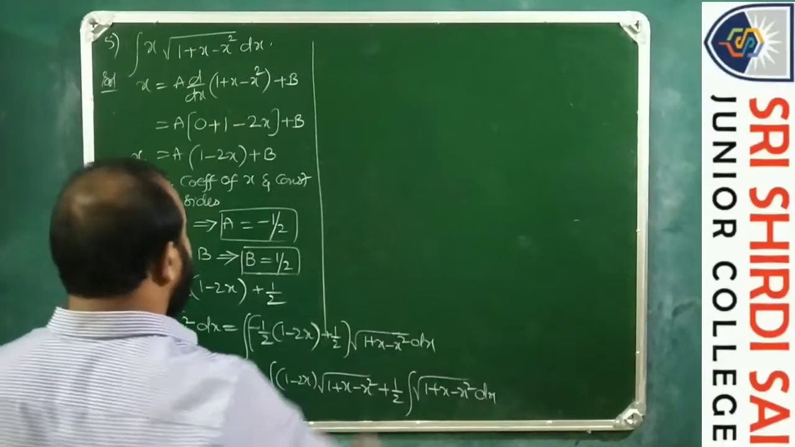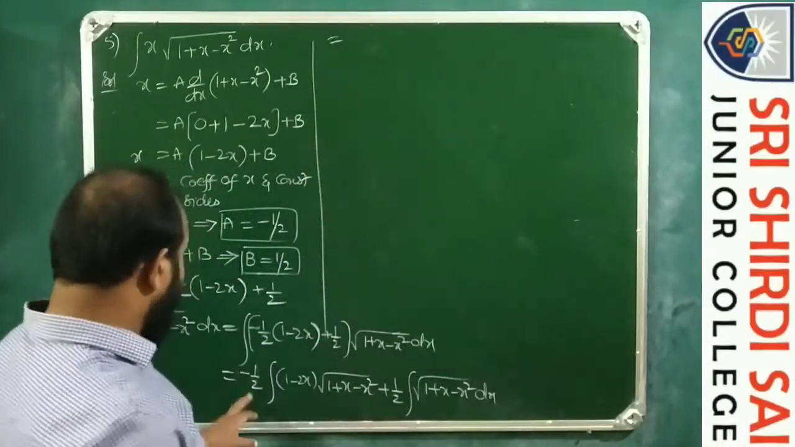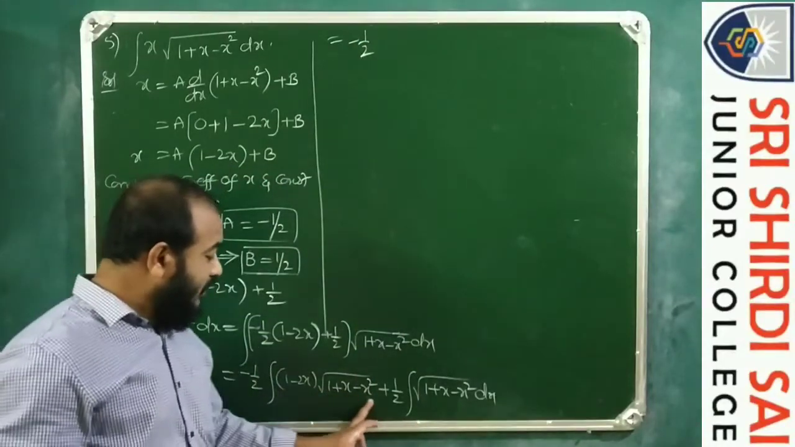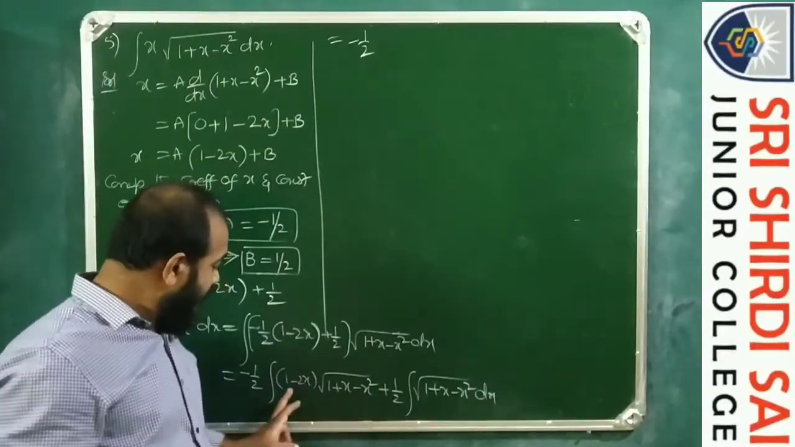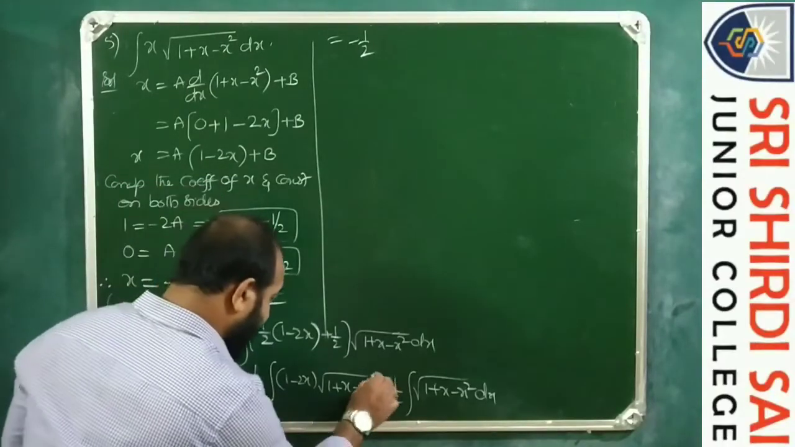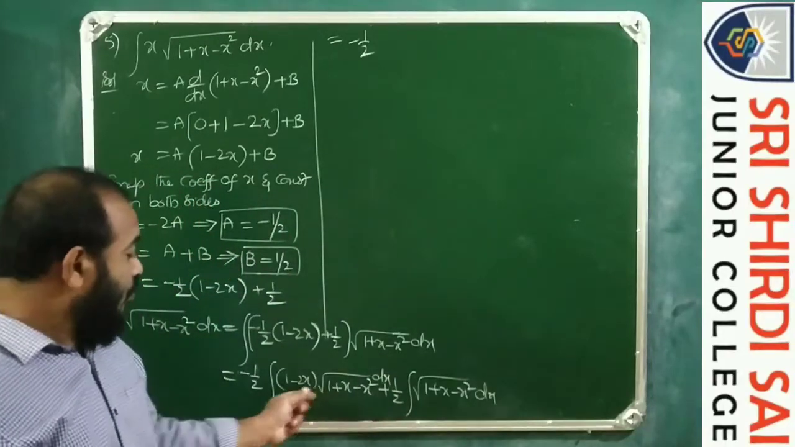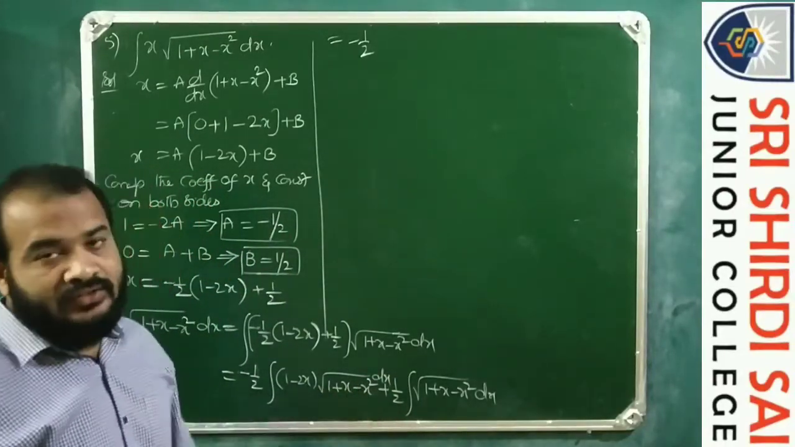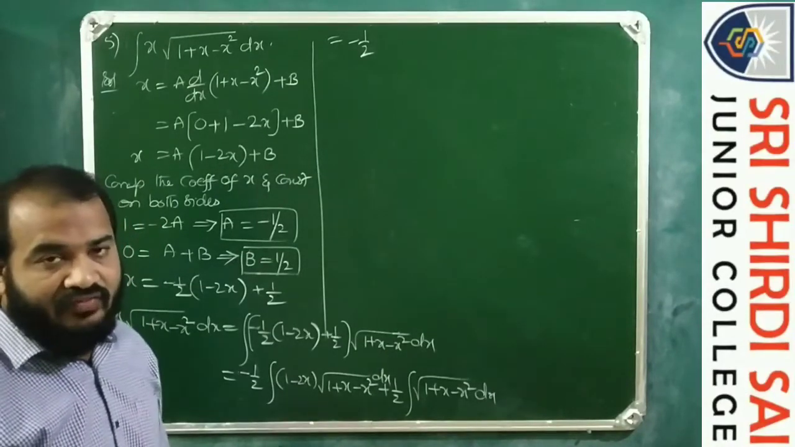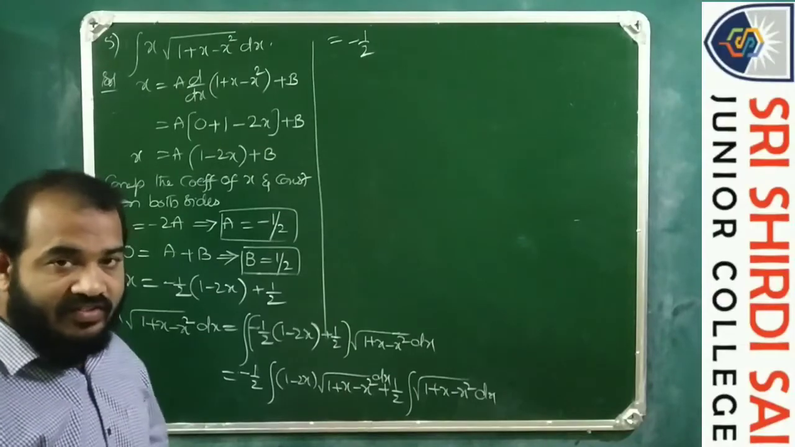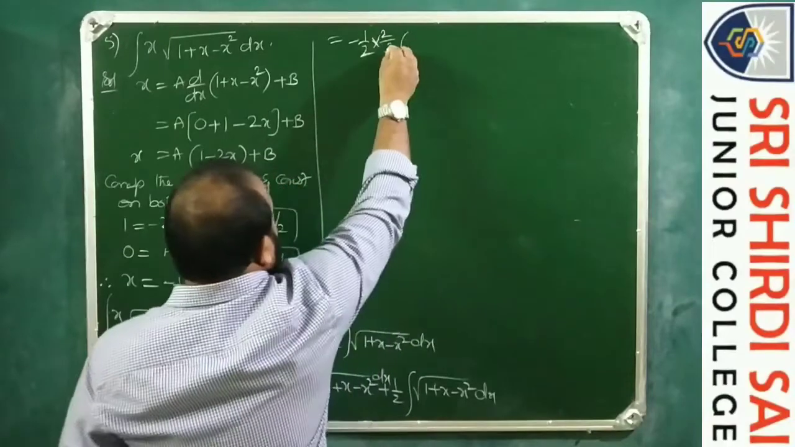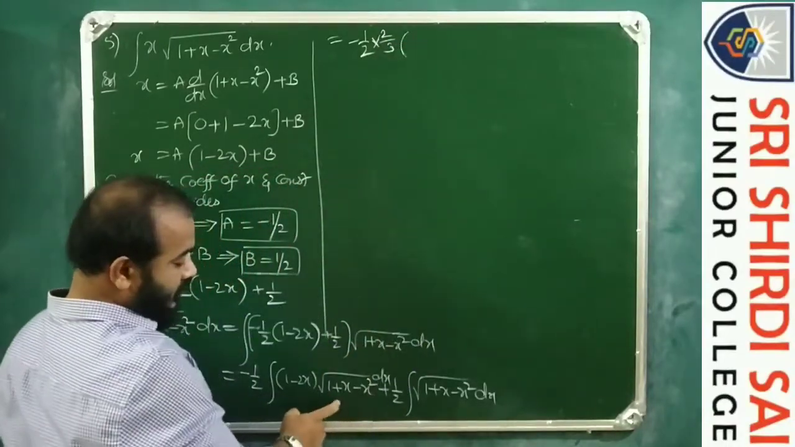This is equal to minus half into, 1 plus x minus x square, whose derivative is 1 minus 2x. Therefore, this is root f of x into f dash x dx. We have the formula: integral root f of x into f dash x dx is equal to 2 by 3 into f of x whole power 3 by 2. We have a result, so according to that, this is 2 by 3 into f of x.